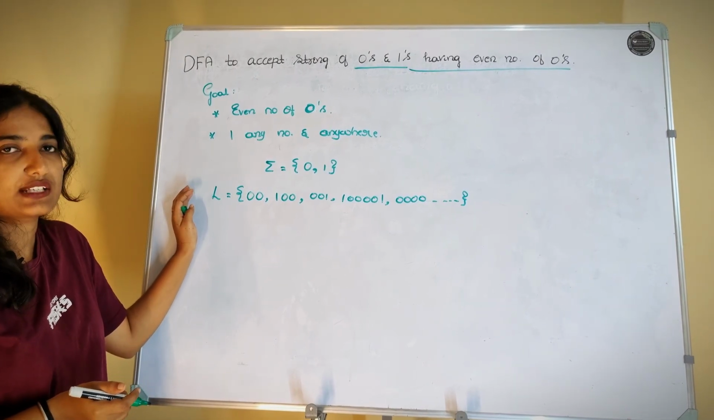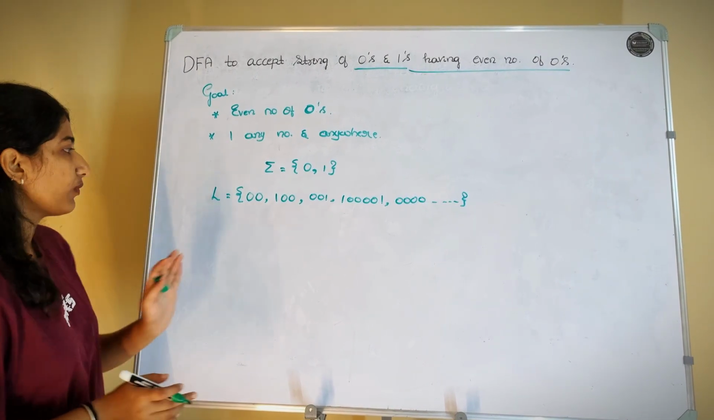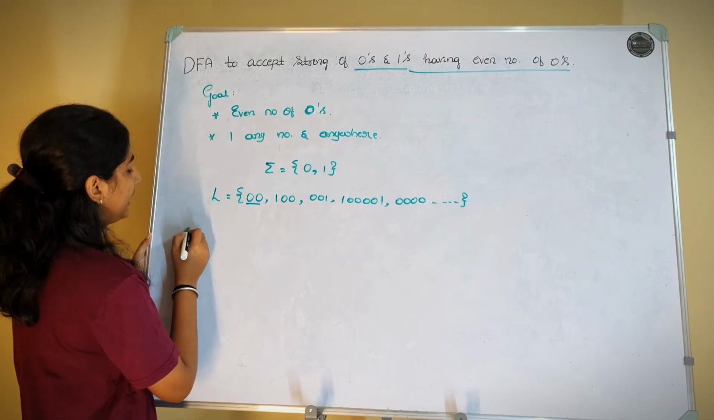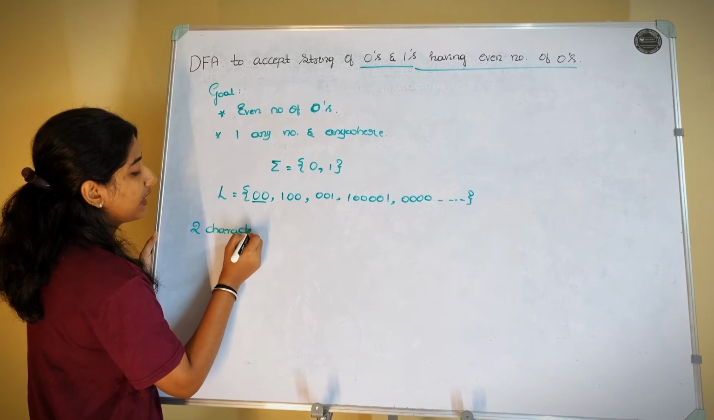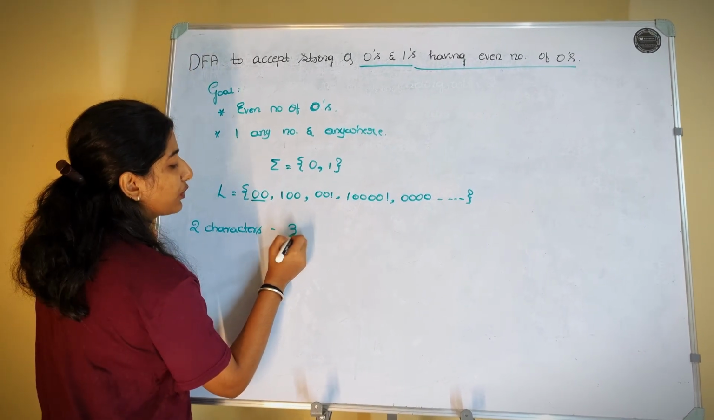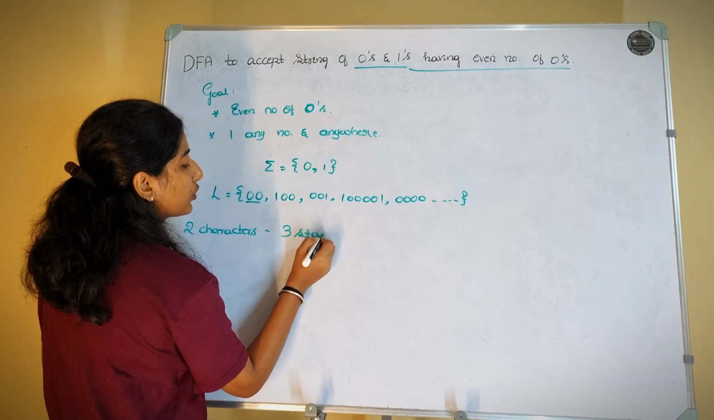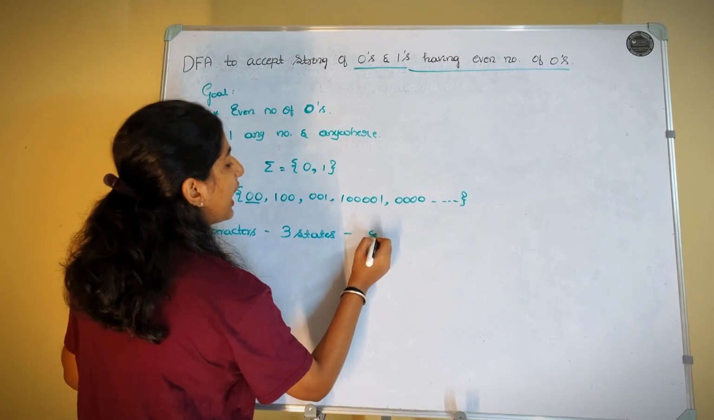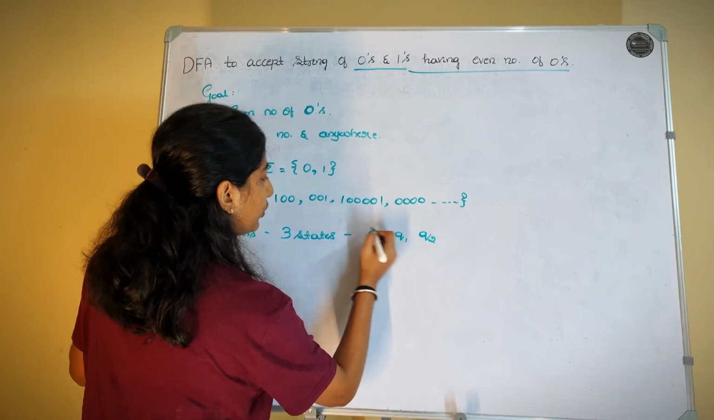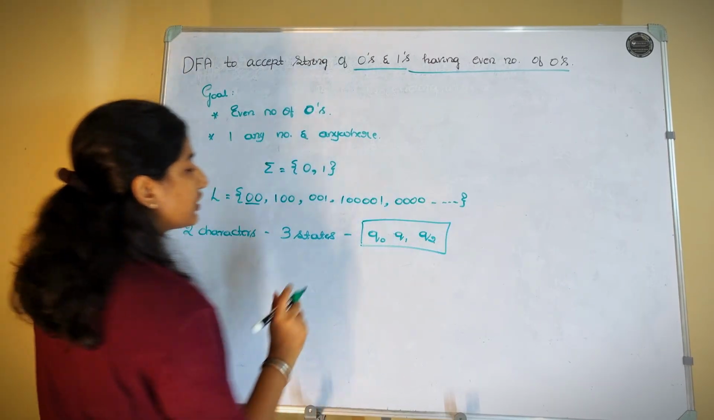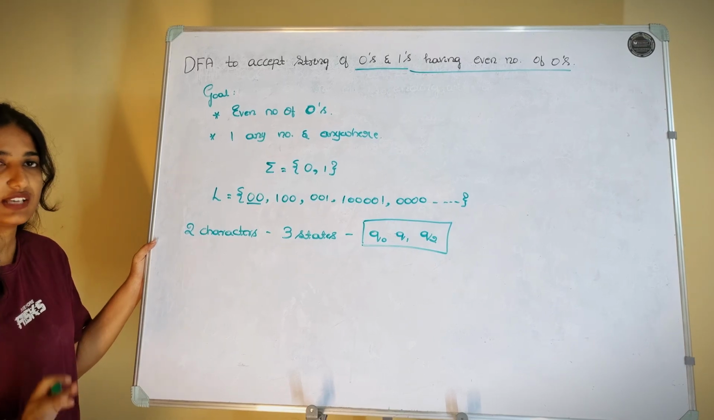Now it's time to write the transition diagram. So the thing is, here we have only 2 characters. 2 characters means we have to write how many states? We have to write 3 states, right? So 2 characters means 3 states. So they are Q0, Q1 and Q2. With the help of these 3 states, we have to represent the transition diagram.